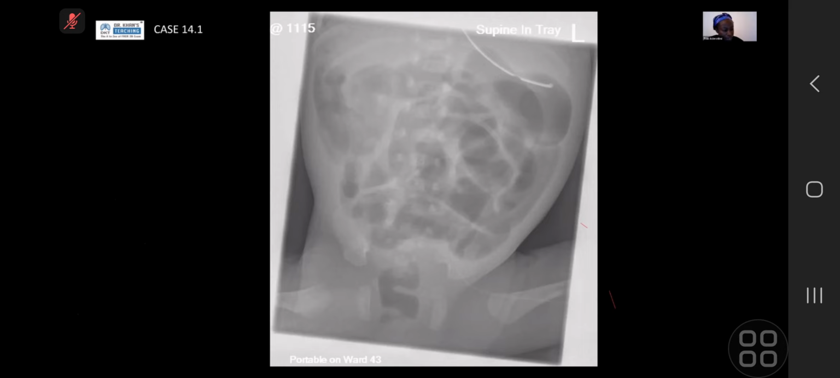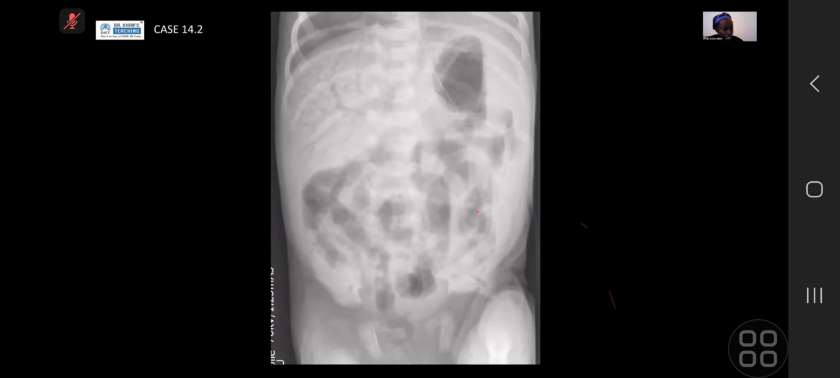Okay, perfect. And then we're going to move on. So this is a different patient who's presenting acutely unwell on the neonatal unit. So there's an abdominal radiograph. What do you see here?